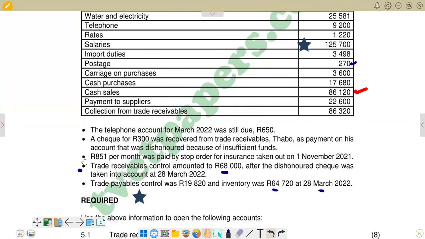Go down, you'd see that we've got something there, point number 3. 851 runs per month was paid by stop order for insurance taken out on 1 November 2021. So you'd see that we've got no insurance in the list of balances. So we need to go through the internal information after exhausting whatever you're having in the list of balances. So we have picked this one, which is representing insurance of 851 runs per month, taken out on 1 November 2021.